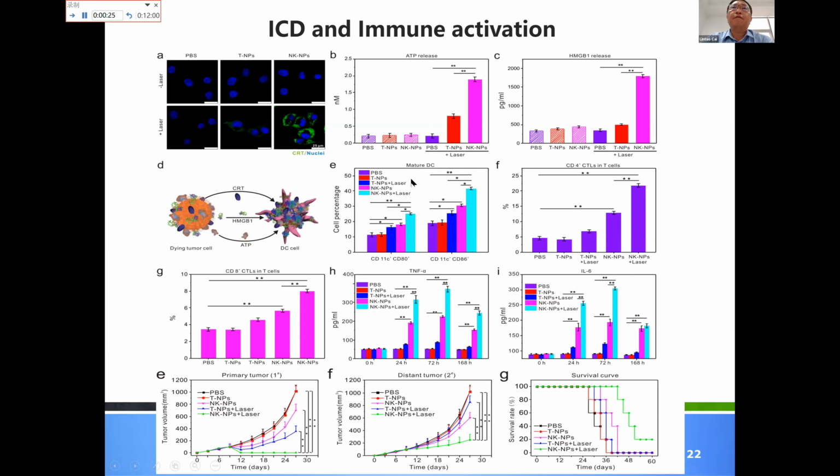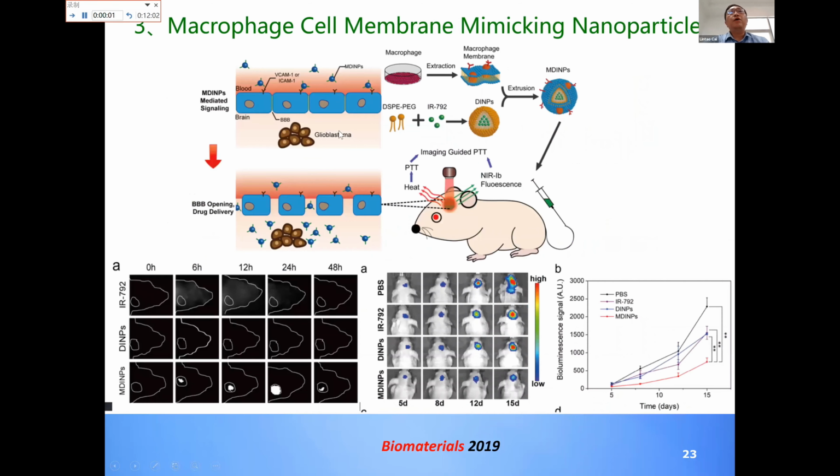And we also use the macrophage cell membrane mimicking nanoparticle to target glioblastoma, and we use VCAM1 and these receptors. With this, we open the BBB and get the drug delivered directly to the cancer cells, and you can see we also get quite good delivery efficiency.